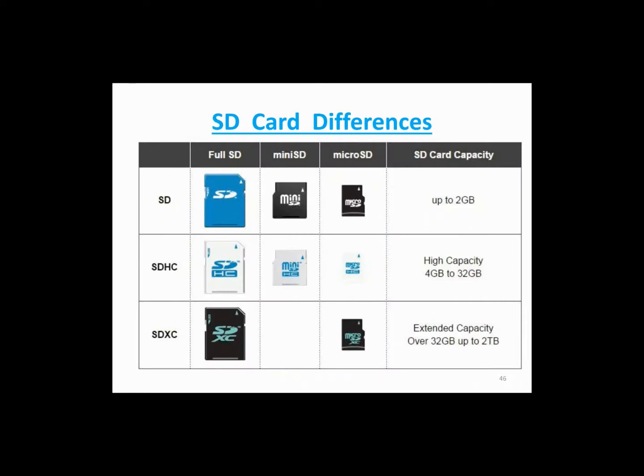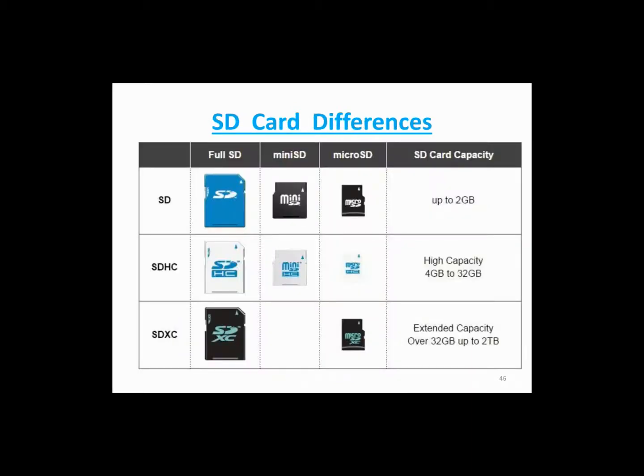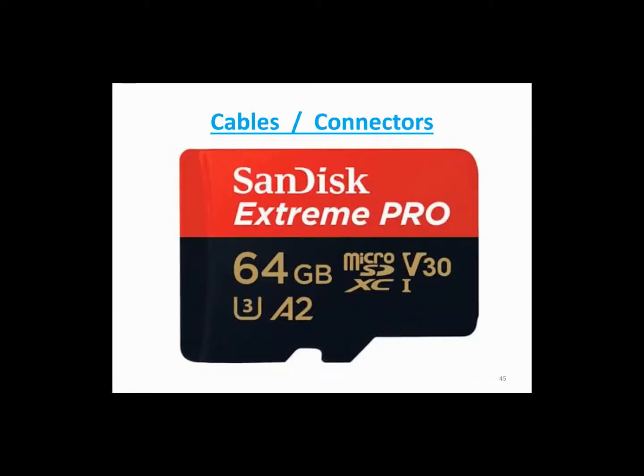And SDXC, which is on the bottom left-hand side. If you go to the right-hand side, you'll see in the same column extended capacity, which means anything over 32 gig up to 2 terabyte SD cards. That's extended capacity. So it's not 32 gig, but over 32 gig, up to 2 terabytes. If your memory card has anything in memory in that size limit, then it's an extended capacity.